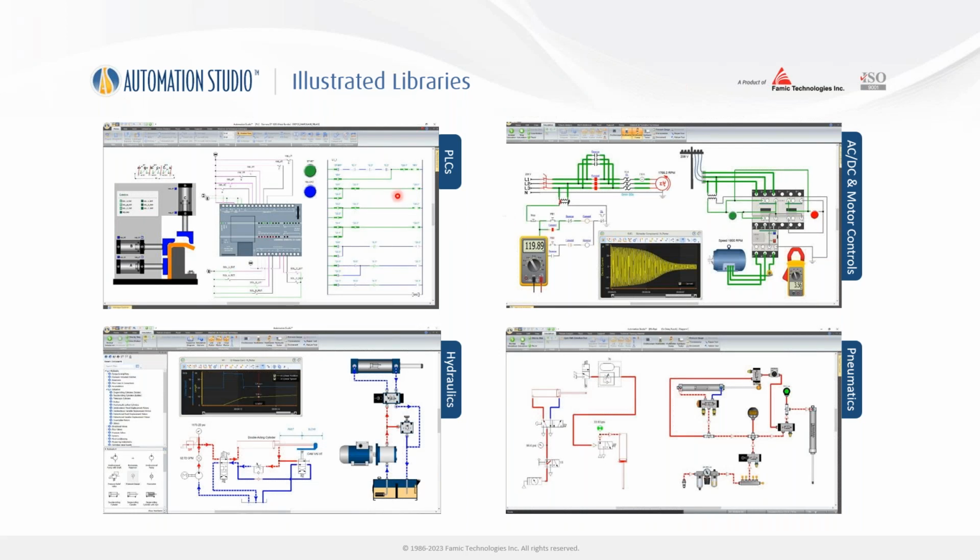In the latest version, we have also introduced illustrated libraries. So we have illustrated libraries for PLCs, hydraulics, AC/DC, and motor controls, then pneumatics. Then we have introduced libraries for aeronautics, okay, DC electrical.